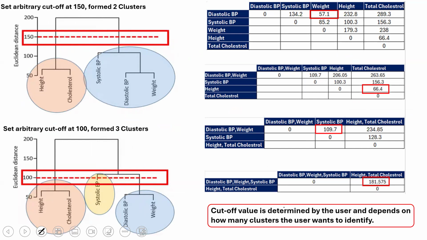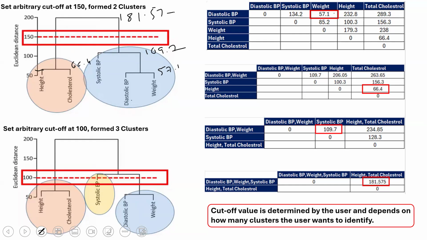So the first cluster got merged at 57.1, and the next cluster, height and total cholesterol, merged at 66.4. Diastolic BP and weight merged at 57.1. This is the Euclidean distance at which they got merged. And systolic BP with diastolic BP, weight merged at 109.7. And the final cluster formed at 181.57. Okay, these are the distances.